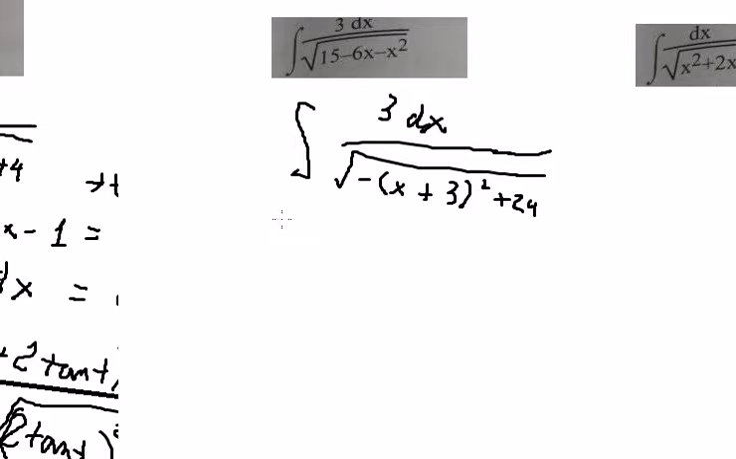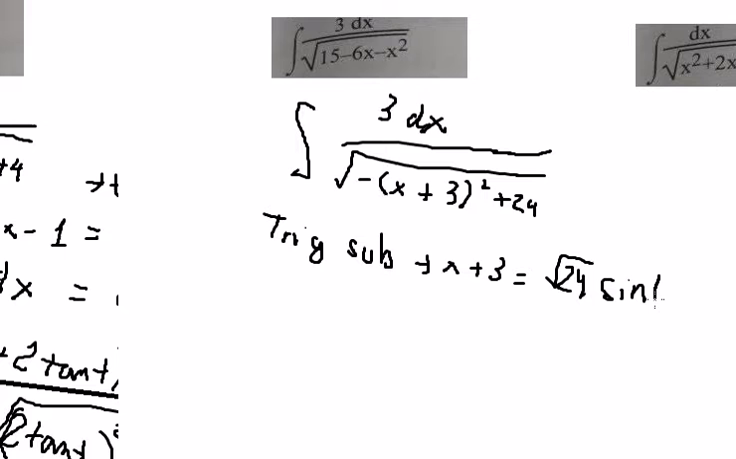And now we use about trigonometric substitution. So in this situation, you got about x plus 3 equal to the square root of number 24 sine t. So you got about the dx equal to the square root of number 24 cosine t dt. So we put everything in here.